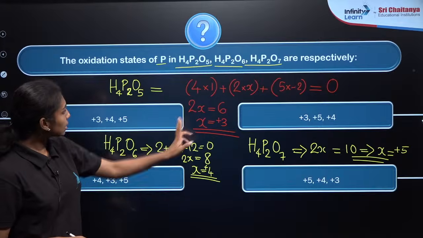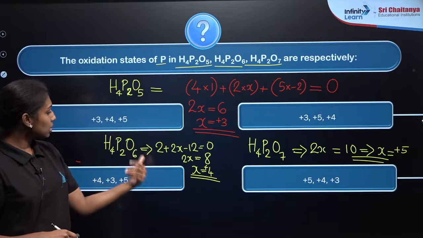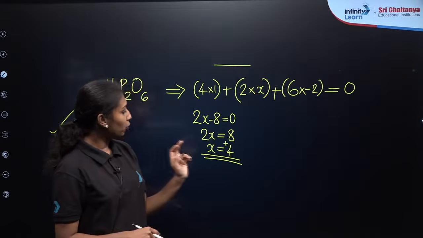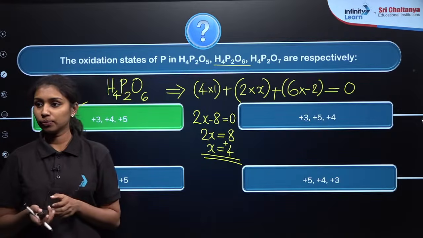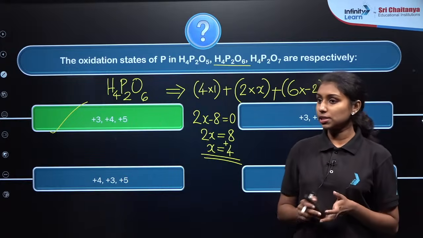So the oxidation state of phosphorus in H4P2O5 is +3, and for H4P2O6 it is +4. For H4P2O7, using the same method, you will get +5. So option A will be the correct answer here. Okay, I hope you understand.